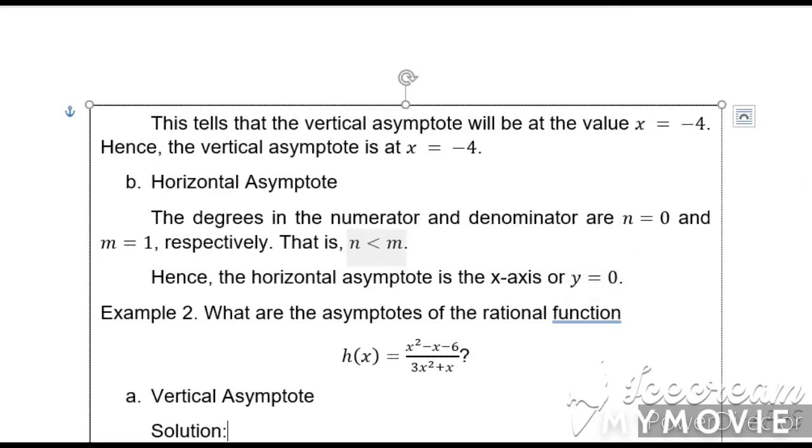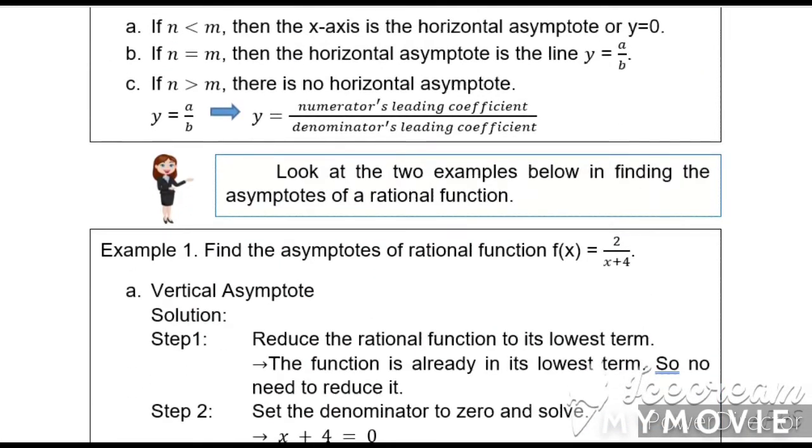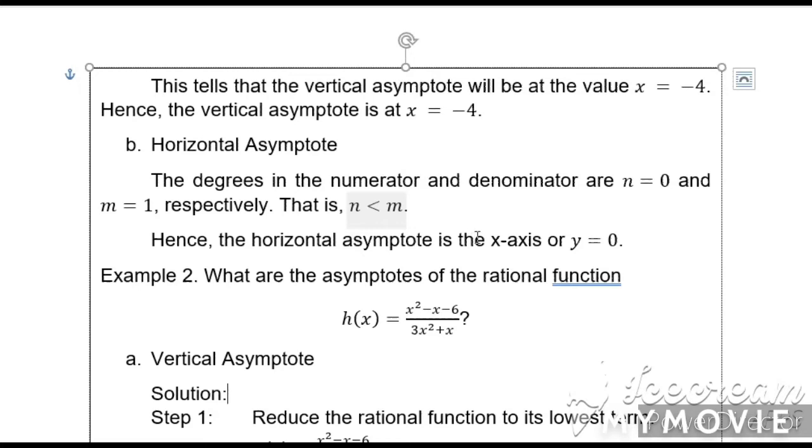Again, for the exponent in the given, since we have here 2, there is no x, that is x to the 0. The variable is x to the 0, meaning the exponent is 0 here. The other one is 1, x, the exponent is 1. Therefore, the case is n less than m. Since the exponent of the numerator is less than the denominator, our horizontal asymptote is automatically equal to 0. So, hence, the horizontal asymptote is the x-axis or y equals 0.